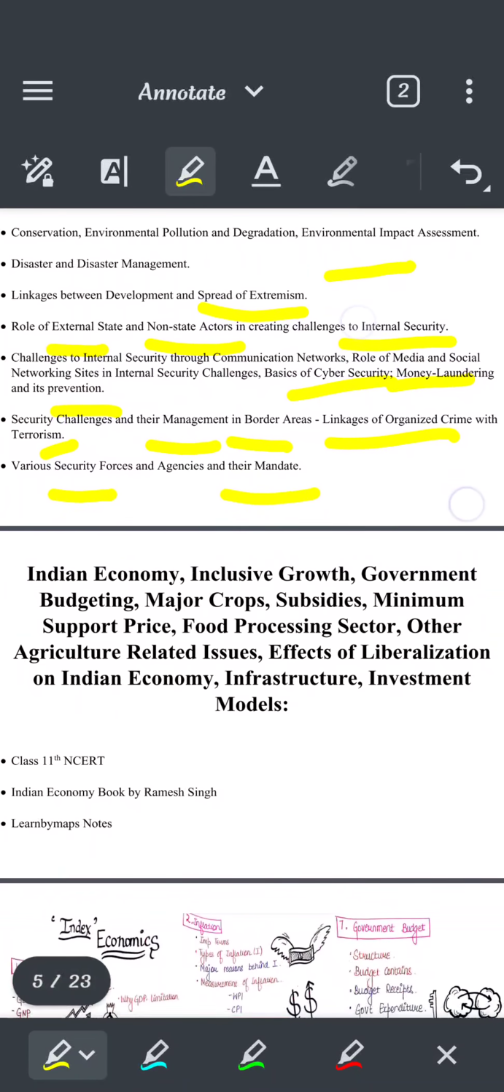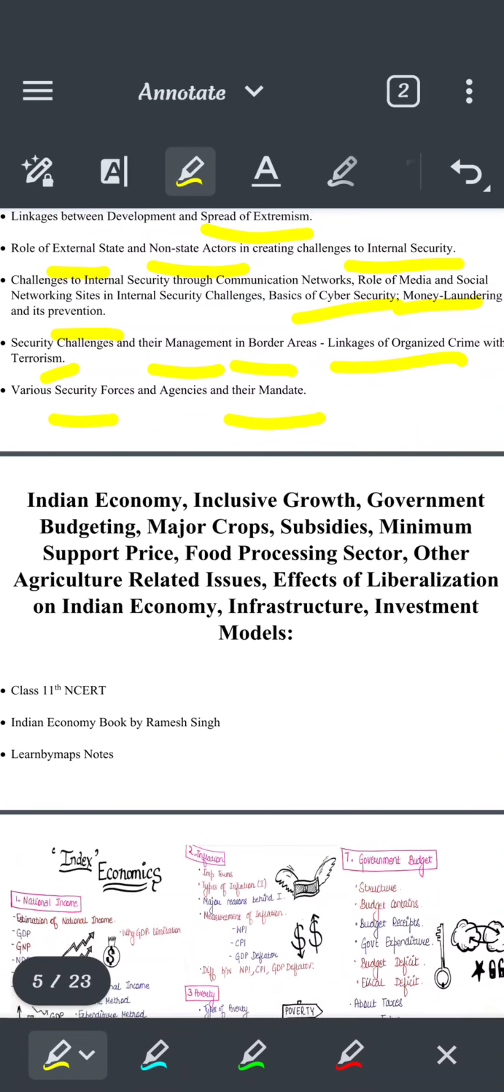So next, we'll now see which books or standard sources you can refer for each of the following topics mentioned in the syllabus of UPSC for GS paper 3. So for Indian economy, the topics include the Indian economy, inclusive growth, the government budgeting, major crops, subsidies, minimum support price, food processing sector, and other agricultural related issues, effects of liberalization on Indian economy, infrastructure, investment models.